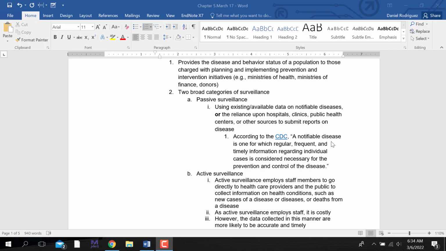So while those data are reliable to a great extent, or the source is reliable, sometimes because people are busy in the field, we're not always going to get the most accurate results. But anyway, there are certain diseases that are considered notifiable and you have to report them. According to the CDC, a notifiable disease is one for which regular, frequent, and timely information regarding individual cases is considered necessary for the prevention and the control of the disease.